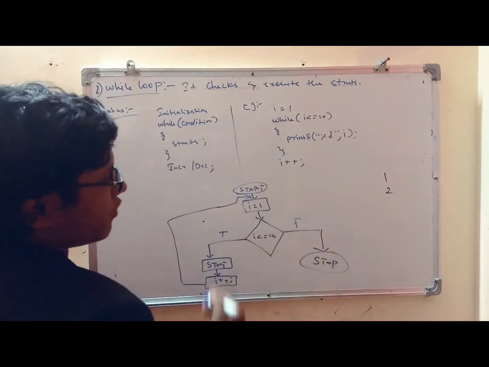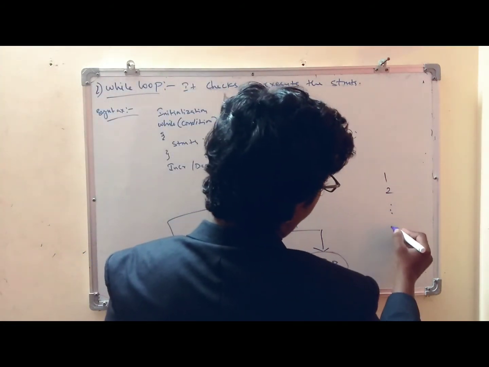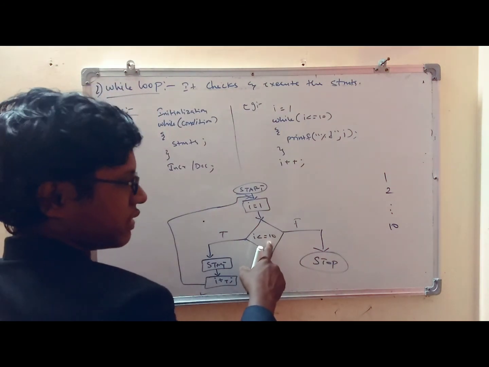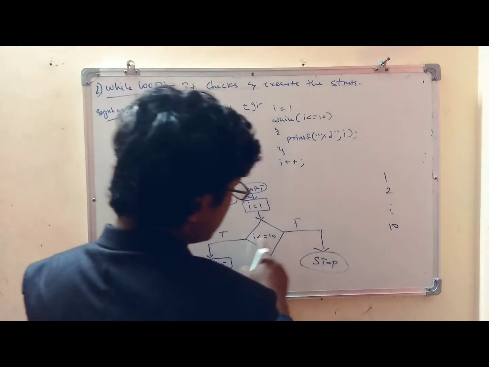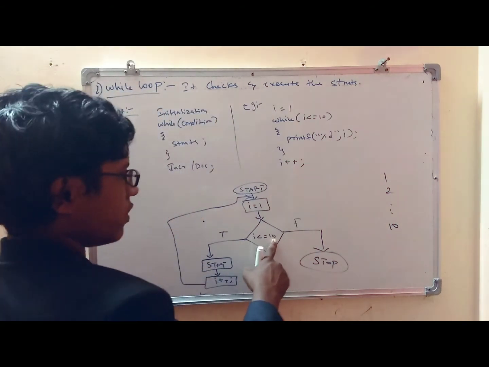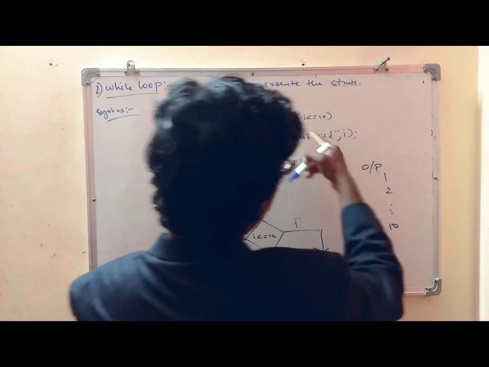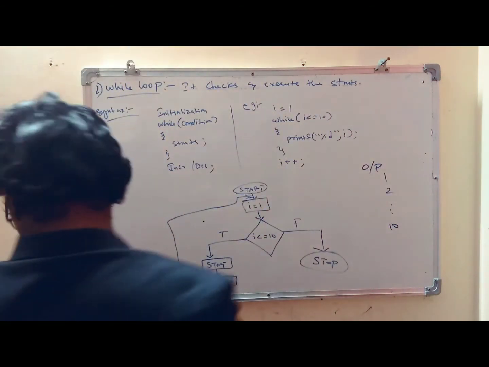Like that, it will go on until the condition is satisfied. So is 10 <= 10? Yes. After 10, we have 11. Is 11 <= 10? No. It will go to stop. So this is the output for this program. Okay.